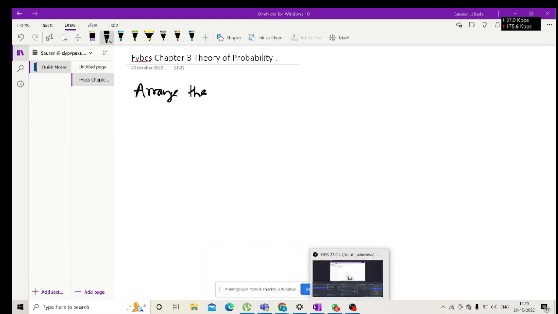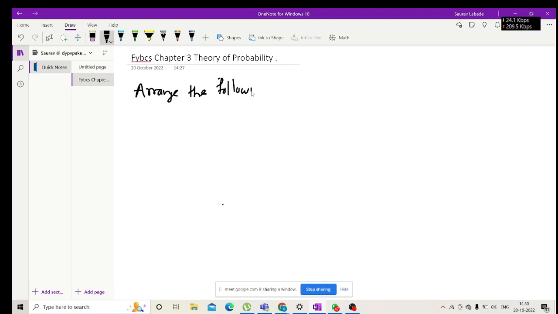Yes, so the question is, having the following probabilities, you have to arrange these probabilities in ascending order. Okay. So how can we arrange these probabilities in ascending order?